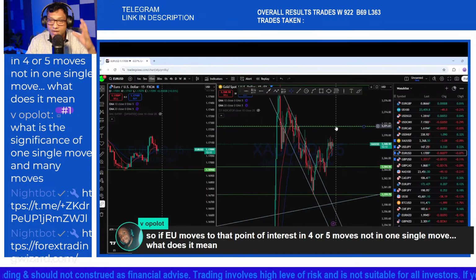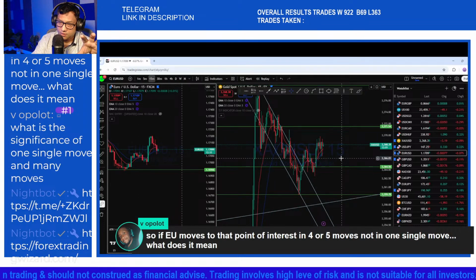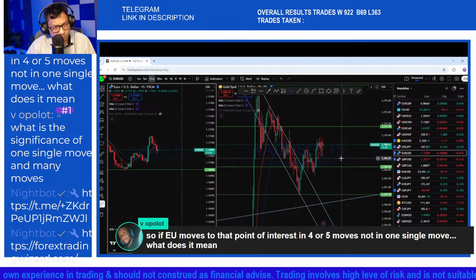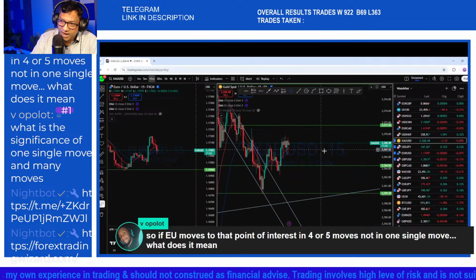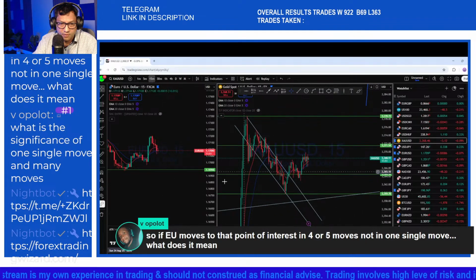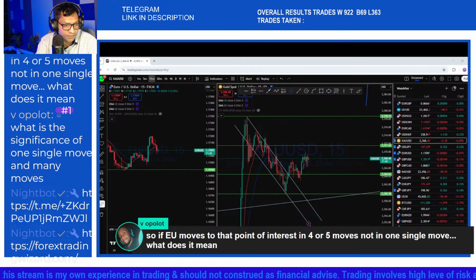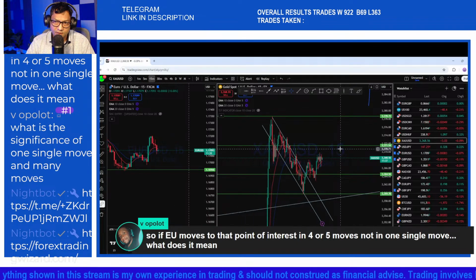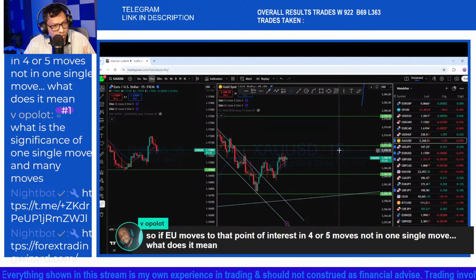So what does that mean? Always think about that. When there is a pullback in a move, it's a healthy trend. Why does the pullback happen even in the first place? Let's understand that. Now the pullback is a healthy trend. So what does the pullback mean?